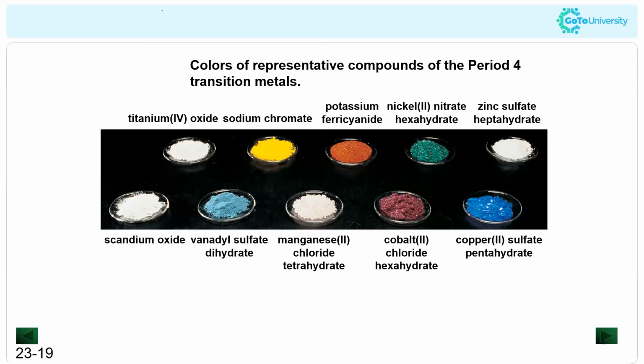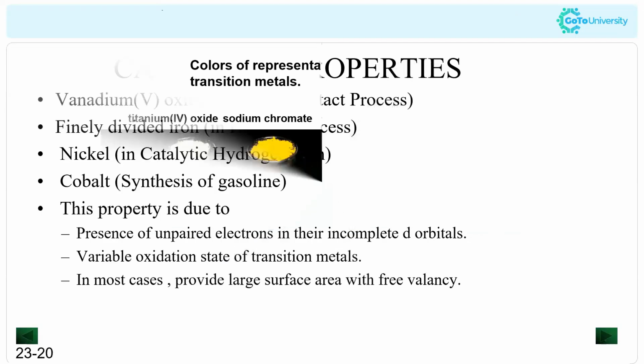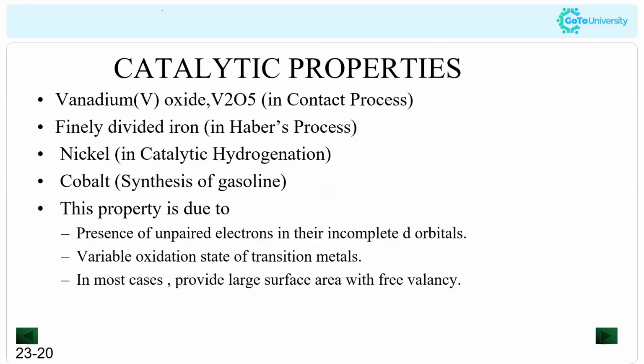Okay, so here we can see some salts of these 3d transition series elements. Here we can see all of them are colored, right? From the diagram itself, it is clear they have different colors because of the d block, meaning partly filled d orbitals. Now coming to the catalytic properties, many of the transition metals or their compounds can be used as a catalyst in many reactions.